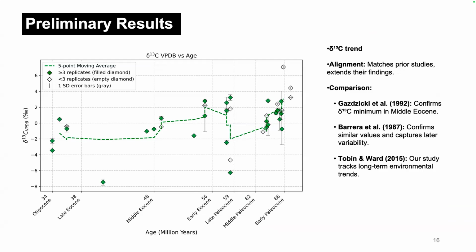In contrast with Tobin and Ward, who observed species-specific delta 13C differences between ammonites and benthic mollusks, our results focus on the long-term environmental trends, demonstrating that delta 13C fluctuations were linked to broader climate and ocean circulation changes rather than metabolic effects. The recovery of delta 13C values in the late Eocene suggests a period of stabilization before the Antarctic glaciation, reinforcing the transition from a greenhouse to icehouse world.